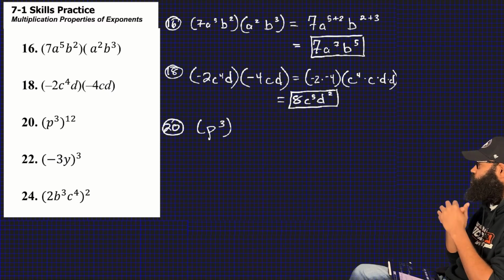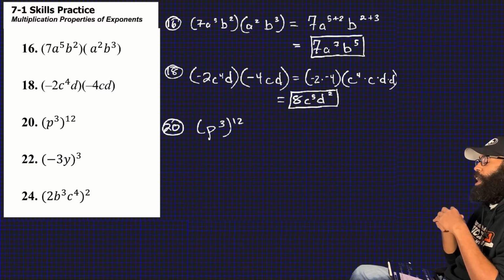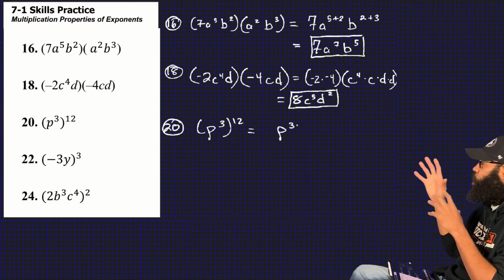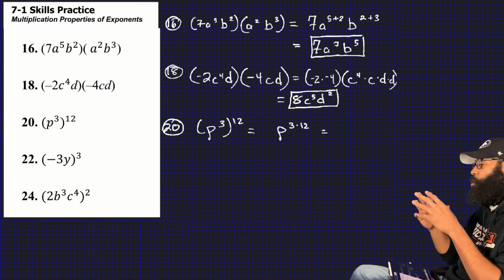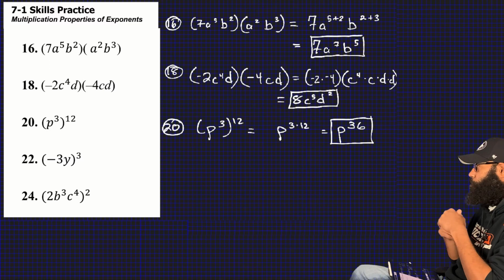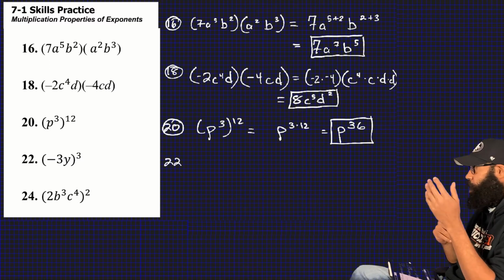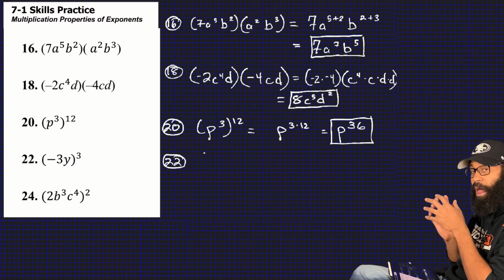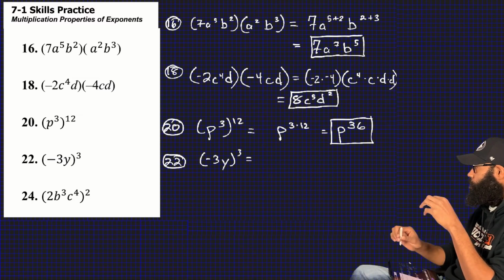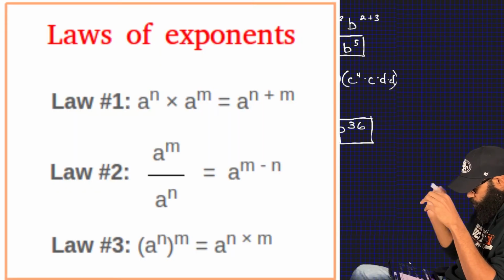Next one, guys, we're switching up our rules, but I can use the same. You don't add here, guys, because they're taking a power to a power. And what I mean by p to the 3rd all to the 12th power, there's actually 12 parentheses now. And p to the 3rd is inside of all of them. So now, that would mean to multiply. P to the 36th power. Right. So, I'm going to actually take an opportunity to pause right before 22.